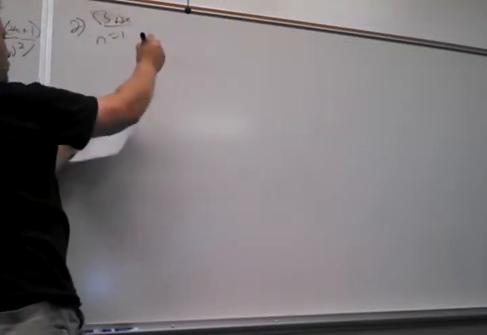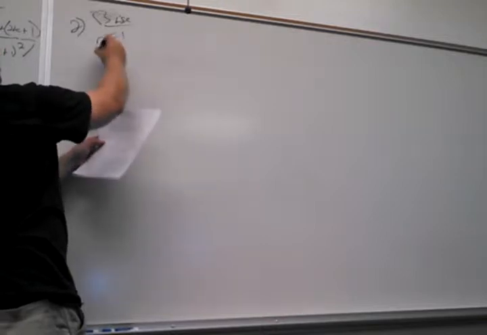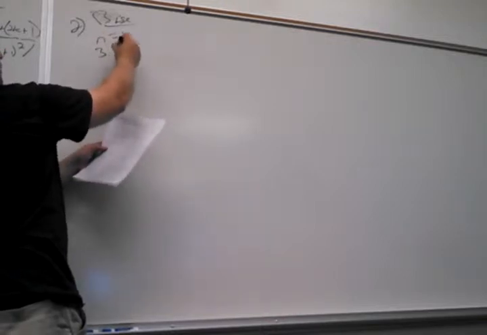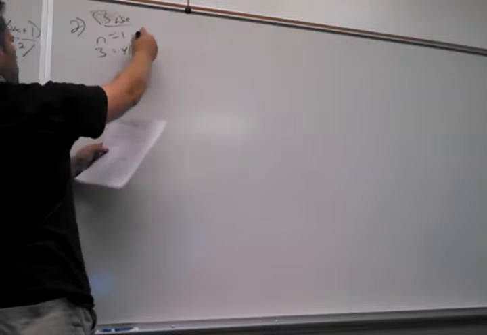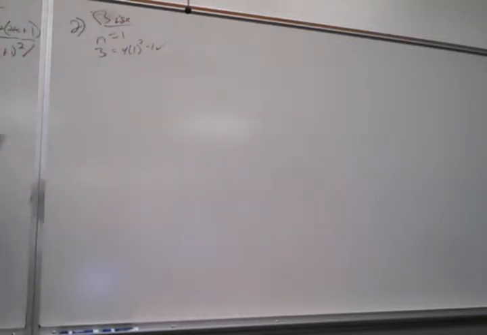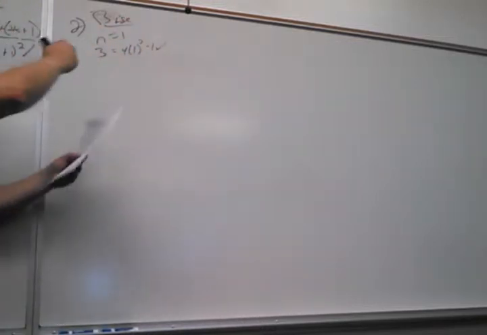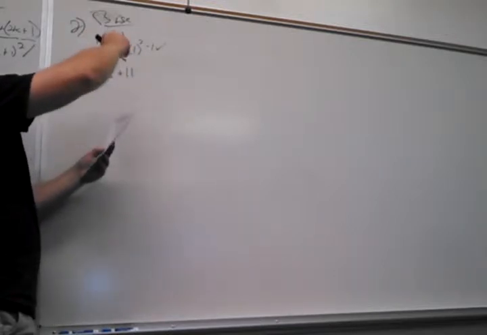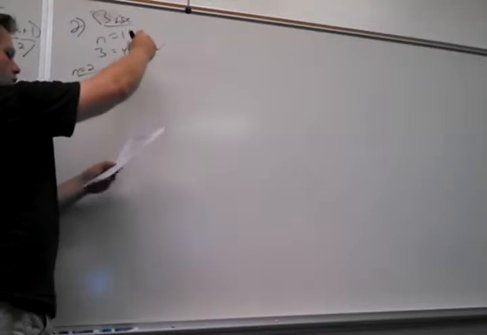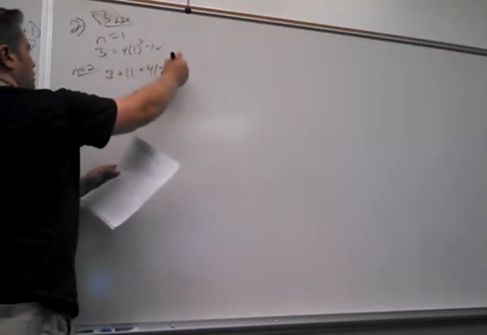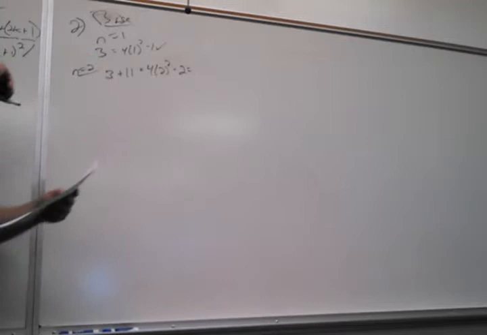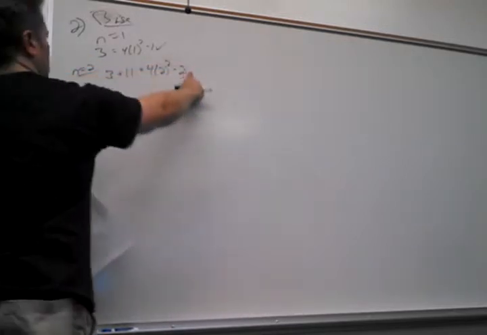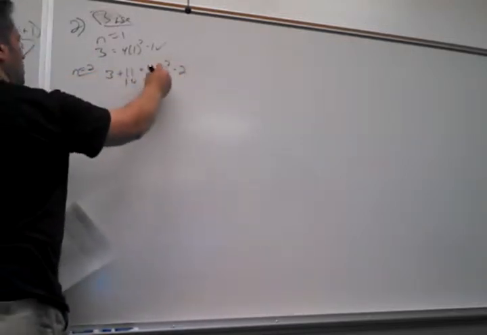n is 1. What would that imply? If n is 1, I go up to 3. And that is equal to 4 times 1 squared minus 1, check. Cool. And if you check it for the next one, it would be 3 plus 11. And is that equal to 4 times 2 squared minus 2? Is that true? Yeah, 14 equals 14. True.